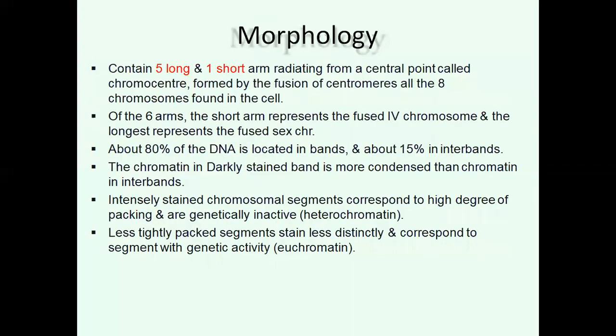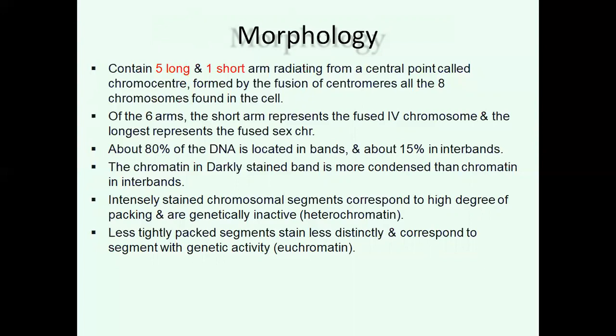They contain 5 long arms and 1 short arm radiating from a central point called the chromocenter, formed by the fusion of centromeres of all the 8 chromosomes found in the cell. So in Drosophila, 8 chromosomes are there. These 8 chromosomes form a chromocenter by the fusion process. Of the 6 arms, the short arm represents the fused 4th chromosome and the longest represents the fused 2nd chromosome.